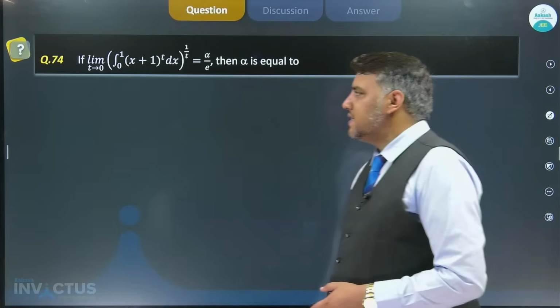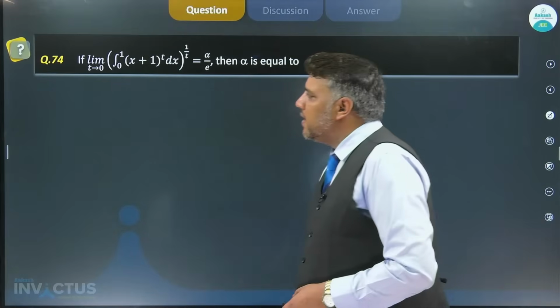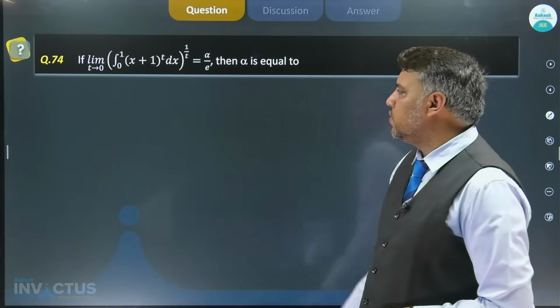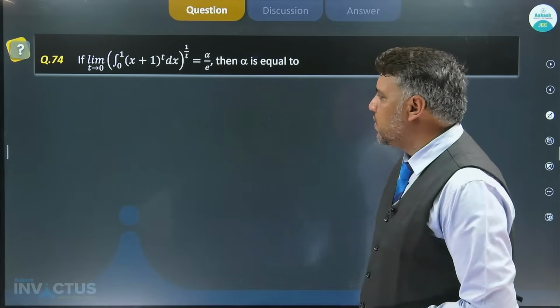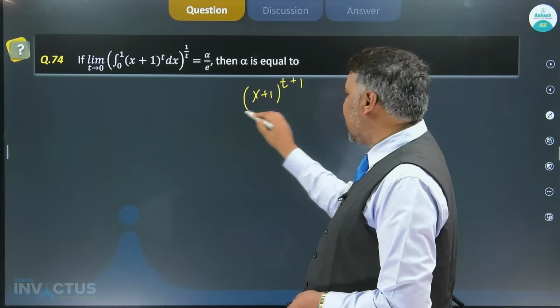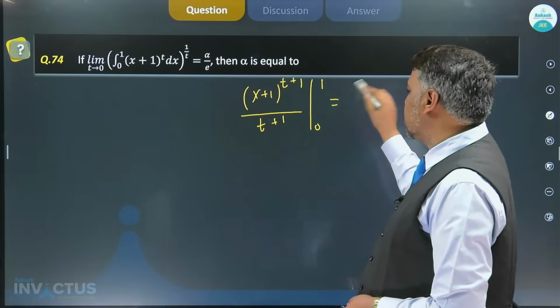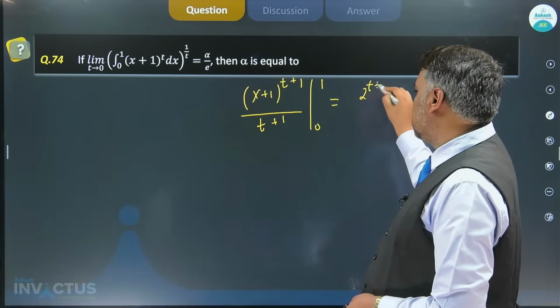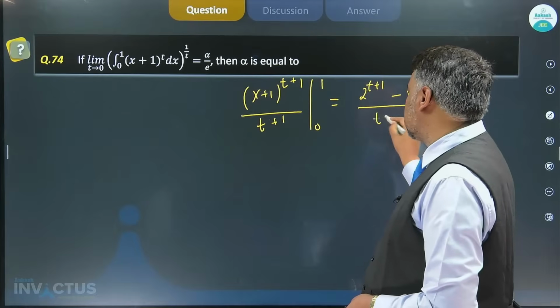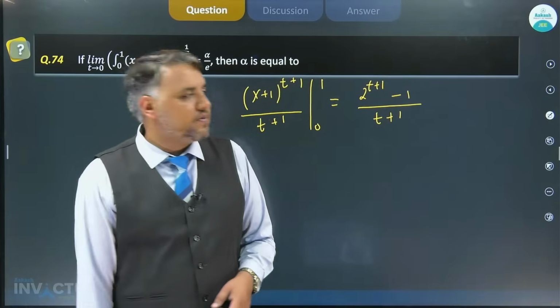Again, very simple. We have to integrate first. So this is a simple integration, (x plus 1) whole power t from 0 to 1, with respect to x. So this will be (x plus 1) power (t plus 1) divided by (t plus 1), and this is from 0 to 1. So this will be (2 power (t plus 1) minus 1) divided by (t plus 1). So this is the expression within the bracket.